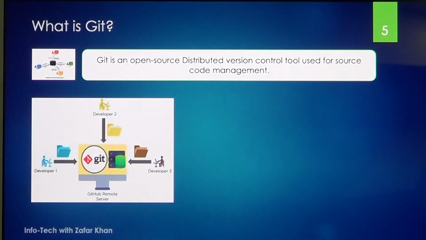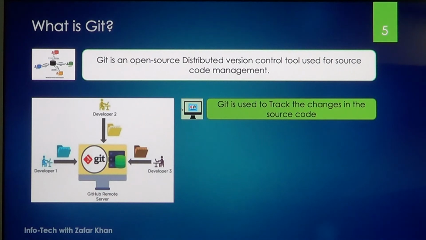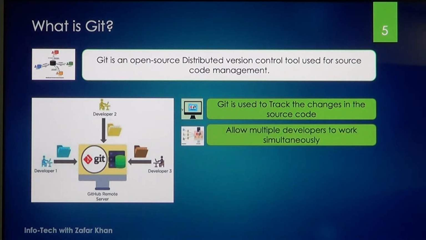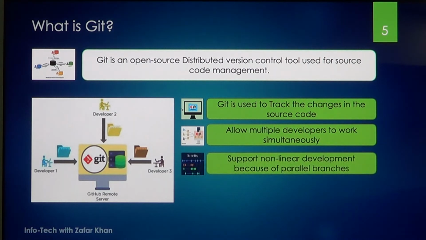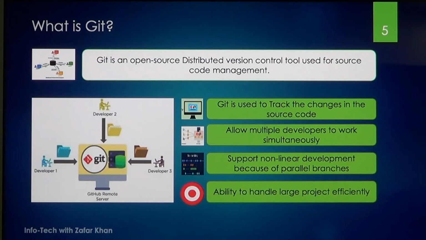Now, GitHub is a remote server for source code management, and the development team can connect the Git client to that remote hub server. Now, Git is used to track the changes in the source code. It also allows multiple developers to work simultaneously. It also supports non-linear development because of parallel branches. It has the ability to handle large projects efficiently.